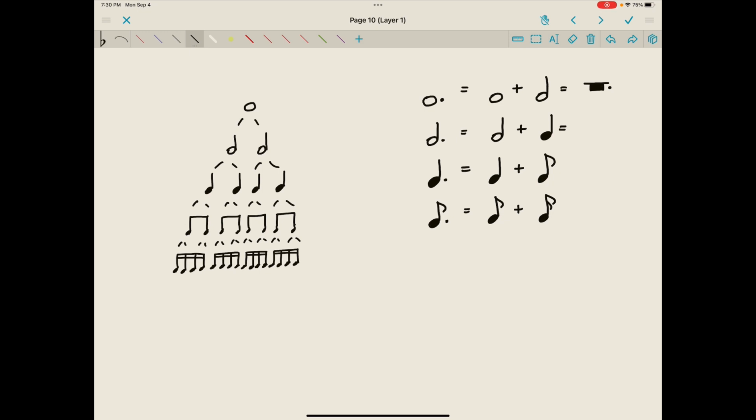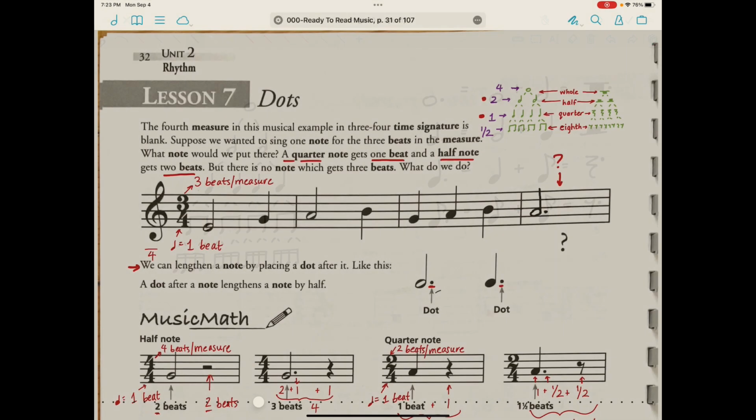A dotted half rest would look like a light hat sitting on line 3 with a dot next to it. A dotted quarter rest would look like that Z with a swoop and a dot next to it. And a dotted eighth rest would look like a little swoopy 7 with a dot next to it.